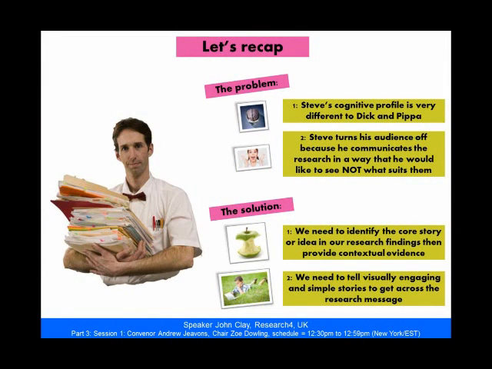So let's recap. The problem: Steve's cognitive profile is very different to Dick and Pippa, and that's something we need to address if we're going to make our communications more effective and more heard. Steve turns his audience off because he's communicating the research in a way that he would like to see and not what suits them. There's too much detail. We're not getting to the heart of the matter. He's not delivering it in a way that Dick, our sales director, or Pippa, our marketing manager, is going to respond to and use.